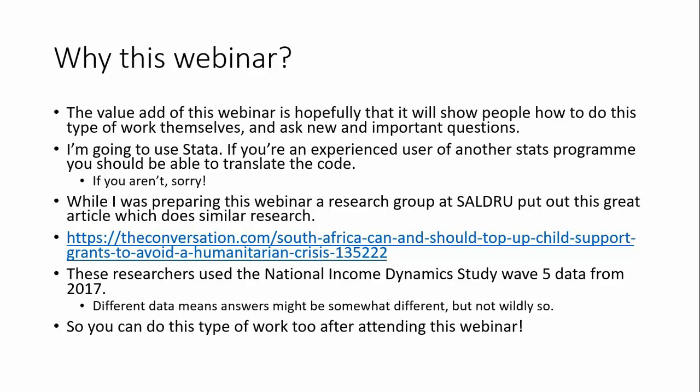And a group of researchers at Saldru put together a piece on using the National Income Dynamics Study, Wave 5, to figure out how the government could help and where best that help should be targeted. The link that you can see on the screen is to their paper. They've done something similar to me, a little bit more sophisticated in one or two extra pieces of analysis, but what I'm doing is very similar to what those guys are doing.